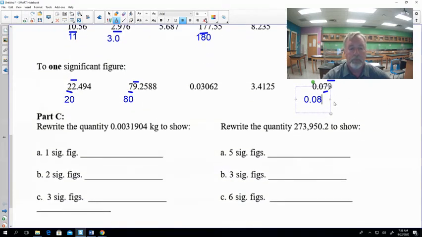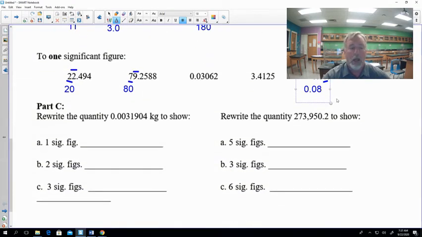Okay. Let's see. I'm going to do the left side here. I'll let you guys do the right. Again, what I want to do here, we're going to look for the number of sig figs that we're asked for. Right. We're asked for 1. What's this 1 tell us to do? That tells us we're going to round down. So what's our number? 0.003. There's our 1 sig fig.